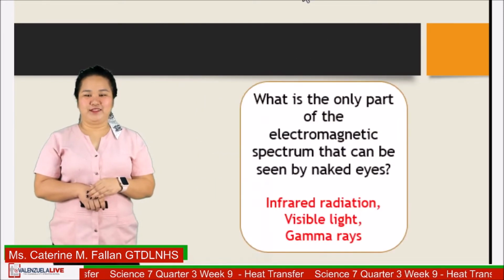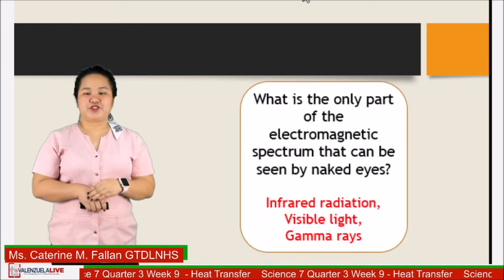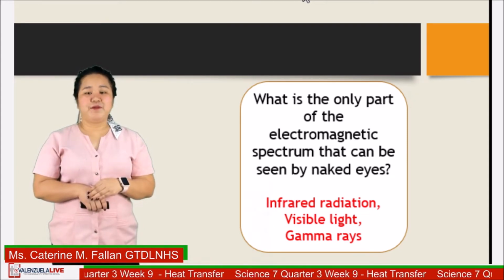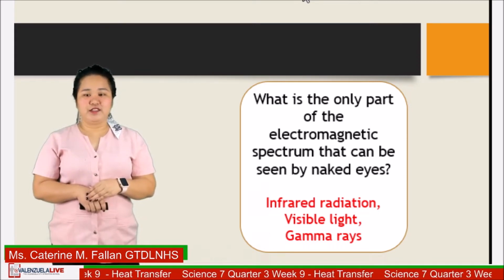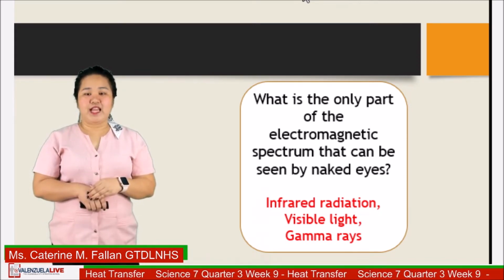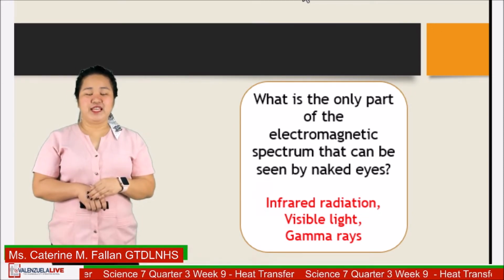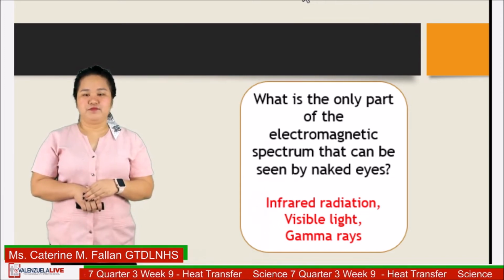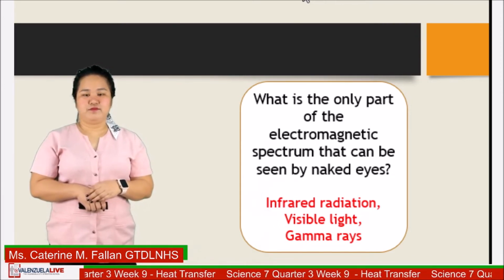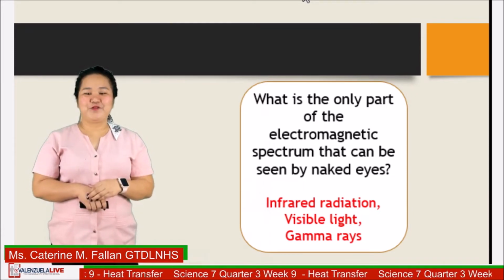Question number 1. What is the only part of the electromagnetic spectrum that can be seen by naked eyes? Infrared radiation, visible light, gamma rays. Please key in now your answer in the comment section. Alright, let us now reveal the answer.